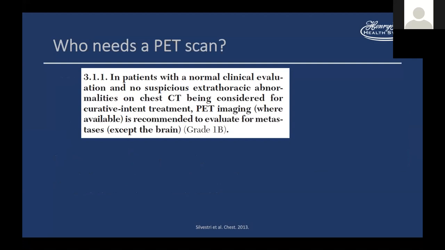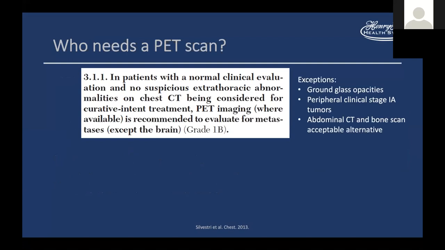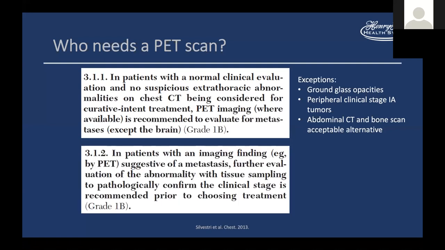The ACCP says that any patient for whom you are considering curative intent treatment should get a PET scan. But there are a few exceptions to this. If it's pure ground glass opacities, you shouldn't get a PET scan because it may not light up. If it's a peripheral clinical stage 1A tumor, you don't need a PET scan. And if PET scan is not available, they say an abdominal CT and bone scan is an acceptable alternative. They also make the point that I mentioned earlier, that if you have a PET scan that is suggestive of mets elsewhere, that should be sampled to confirm prior to starting treatment.